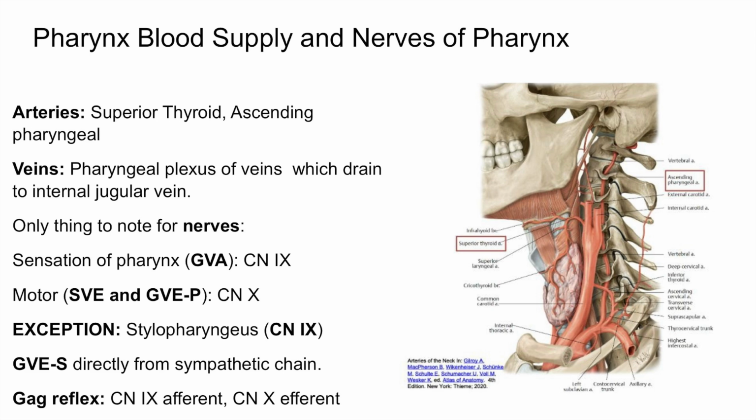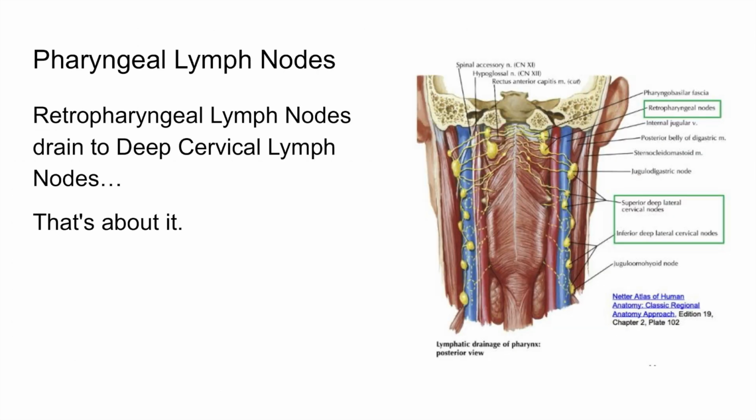Finally, the gag reflex ties all of this together clinically. The afferent limb, or the sensory limb, is going to be cranial nerve 9, which senses that stimulation of the posterior pharynx. And then the efferent limb is going to be cranial nerve 10, which activates the pharyngeal muscles to produce the gag response. And this reflex is commonly used in neurological exams to assess the integrity of these cranial nerves.